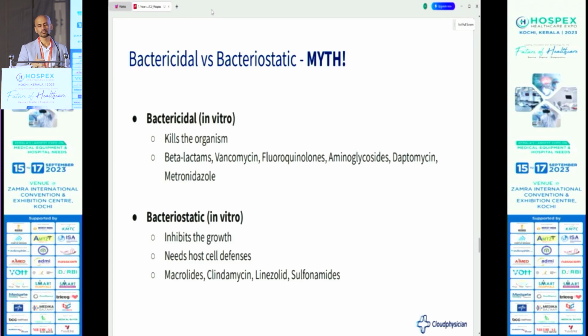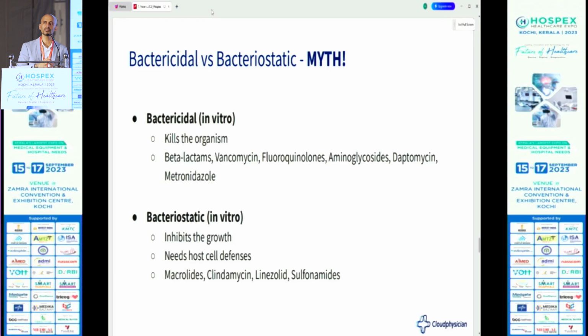In fact, for MRSA, ciprofloxacin doesn't work. But if you give it at a very high concentration, let's say like eye drops, it will actually kill the bacteria at that concentration. So the point is that static versus cidal is an in vitro term, and it does not translate to in vivo therapeutics.